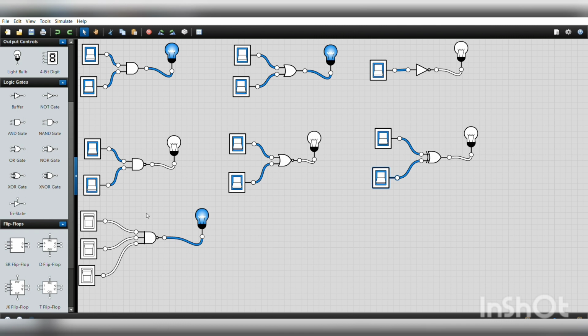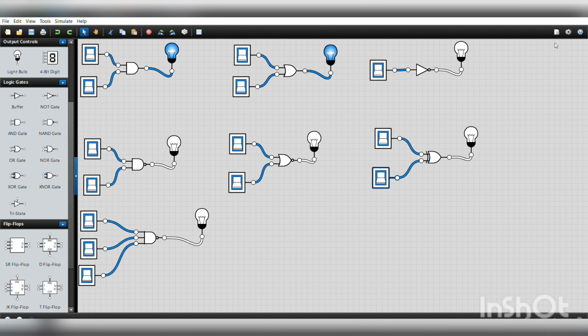Coming to the 3 input NAND gate. When all the 3 inputs are 0, your output is 1. When your inputs are 0, 0 and 1, your output is 1. In a similar way, when all the inputs are 1, your output becomes 0.